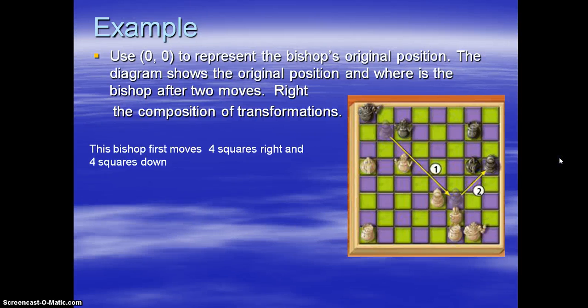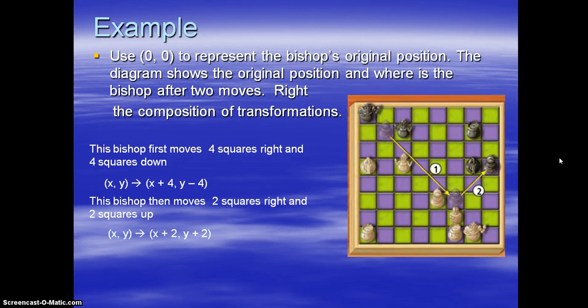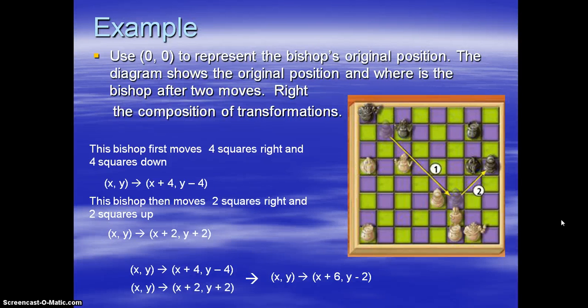So for our first movement, it moves 4 squares to the right and then 4 squares down. So that one would be represented by x plus 4 and y minus 4. Then doing the same thing for our second one, it would be x plus 2 and y plus 2, since it moves 2 to the right and 2 squares up. So our composition will look like this, where we'd have one followed by the other. We can also represent this as one single translation. If we put them together, we can see that the x is going to the right 6 units, but if we combine these together, it's only going down 2 units, and this would be the single relationship from the original position to the new position.